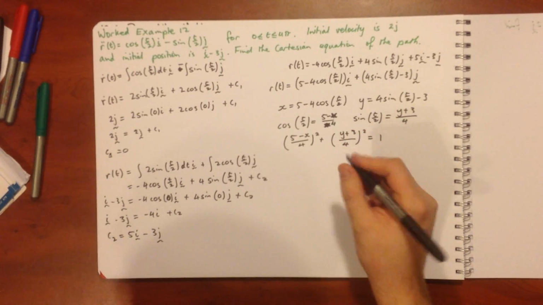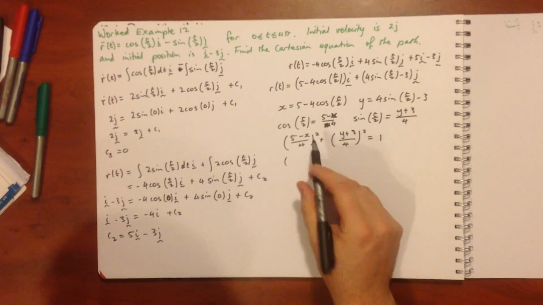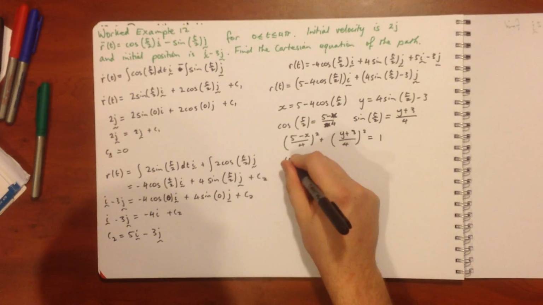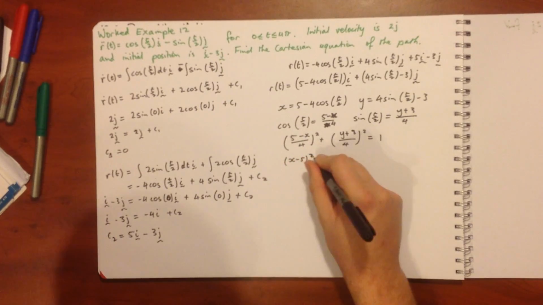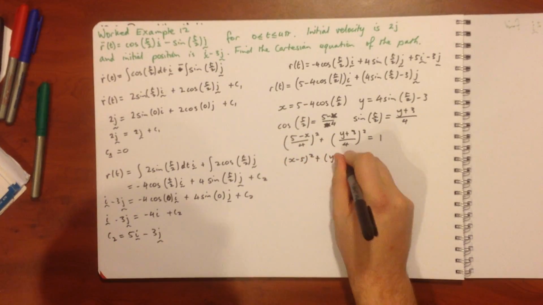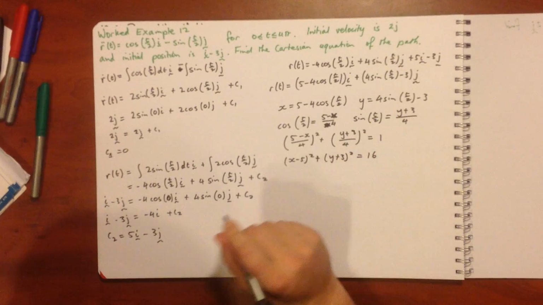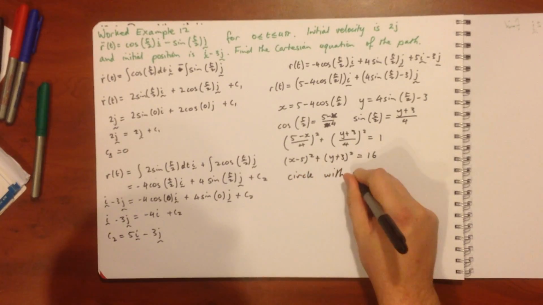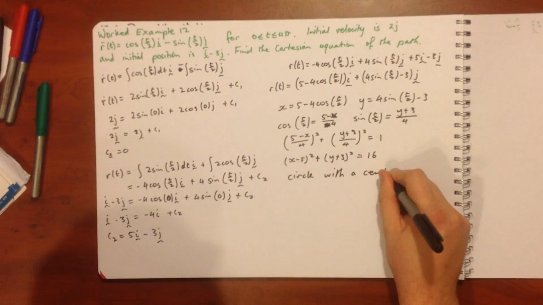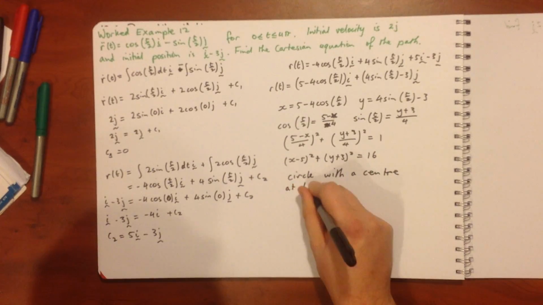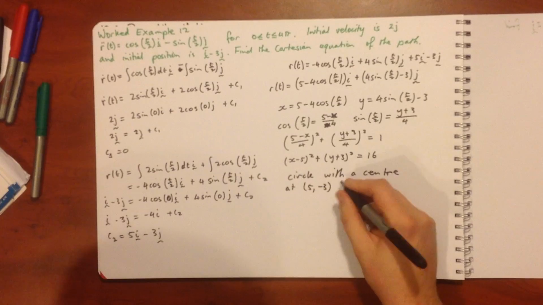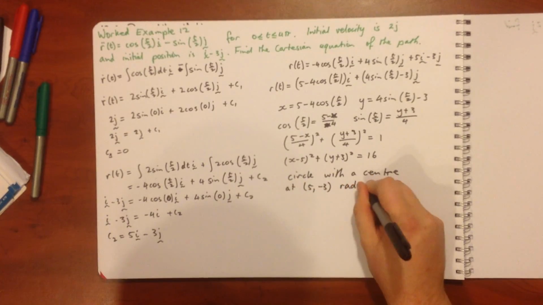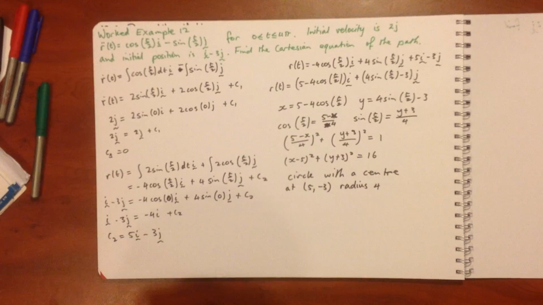Okay, so what we can then say is, we can switch our signs because we're squaring it. So we've got x minus 5 squared plus y plus 3 squared is going to equal 16. Okay, so we've got a circle with a centre at 5, minus 3, with a radius of 4, to give our Cartesian equation. Okay, so look, that's all we've got for this section, so hopefully that'll be enough to get you through the questions.